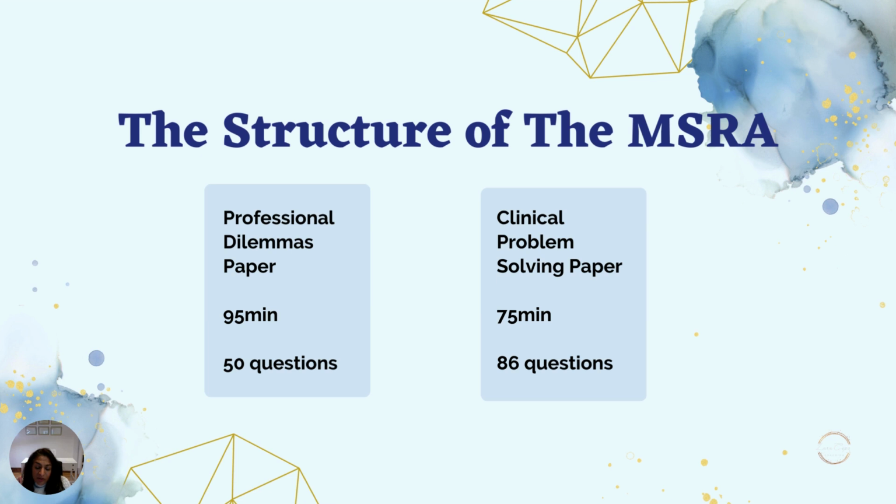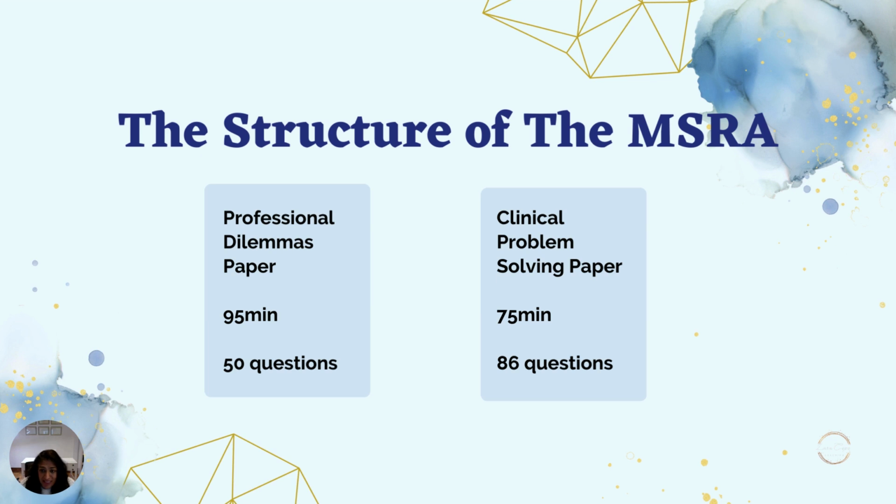If you go to a UK medical school and have to do the foundation SJTs, the professional dilemmas paper is similar to that. So if you're applying from foundation training to specialty training, you will probably find this the easiest out of all of us. Clinical problem solving paper, again, is directed at F2 level, 75 minutes long and has 86 questions. And again, this is designed to test your knowledge and how you apply it clinically at F2 level.